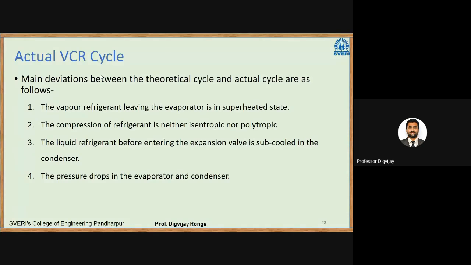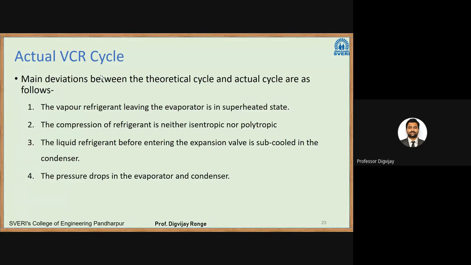So we have just finished the numericals related to the VCR cycle. Now we'll see what the actual VCR cycle is. In the ideal VCR cycle, there were two constant pressure processes, one isentropic compression and one isentropic expansion. But what is different in actual processes, we'll see now. The main deviations of the actual cycle from the theoretical cycle are as follows.